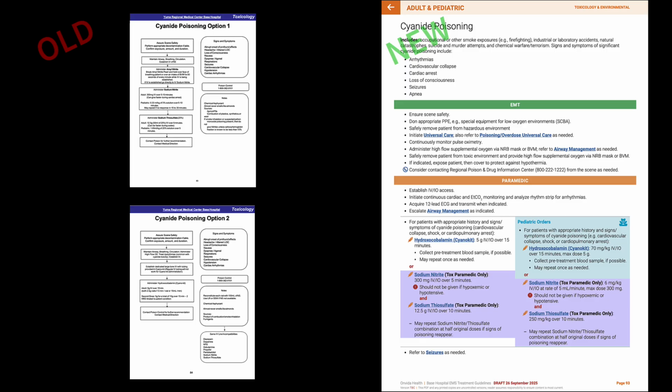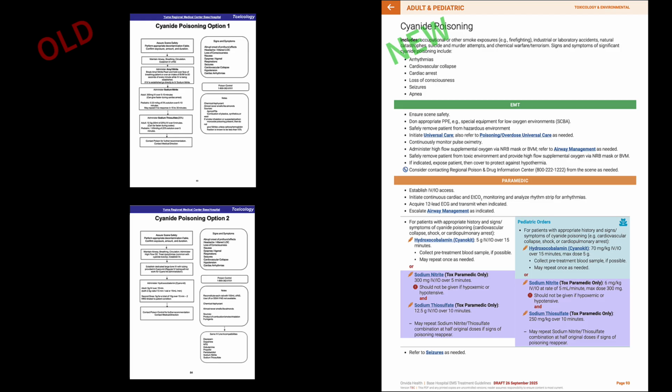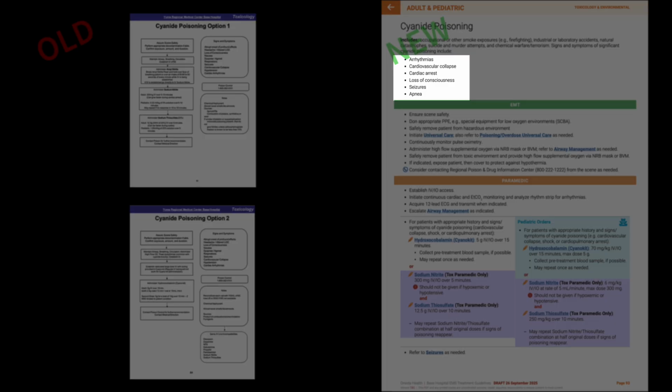The new Onvida guideline presents all the approved treatments in one place with better direction and scope-specific instructions. The page begins by identifying common scenarios where cyanide exposure could occur. Think firefighting, industrial accidents, suicide attempts, or chemical warfare. The signs and symptoms are listed, including arrhythmias, seizures, apnea, cardiovascular collapse. These are all carried over from the prior guidelines, so they should feel familiar.